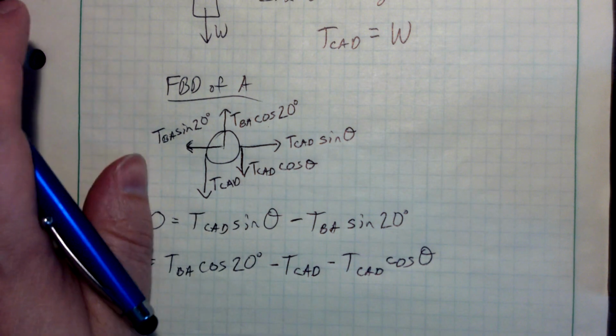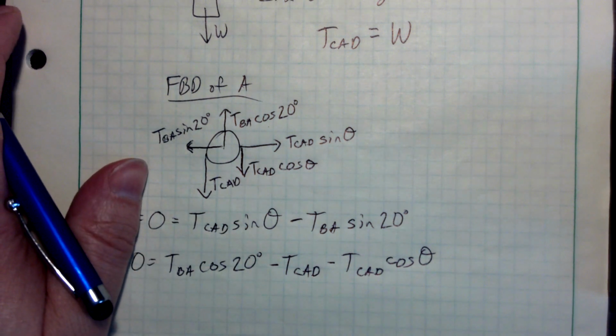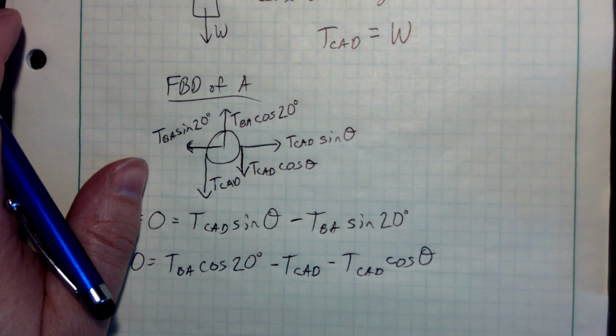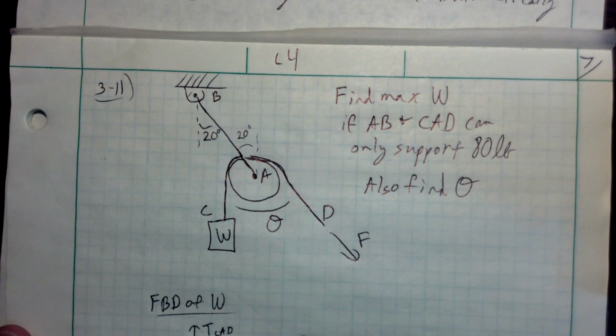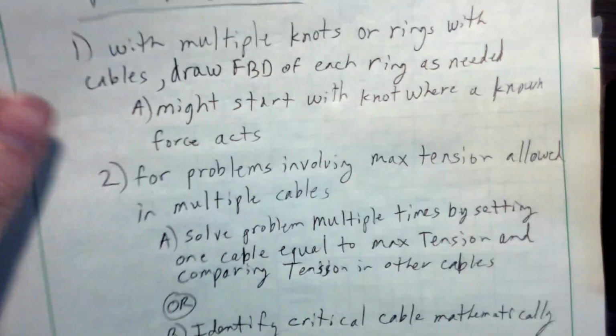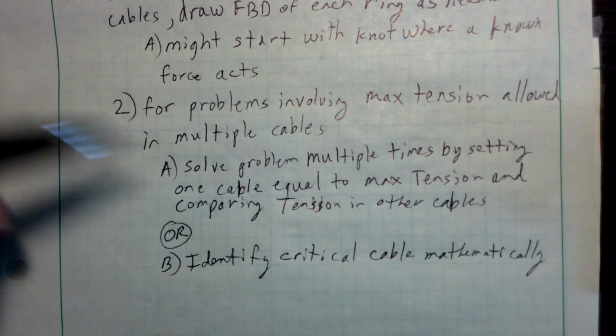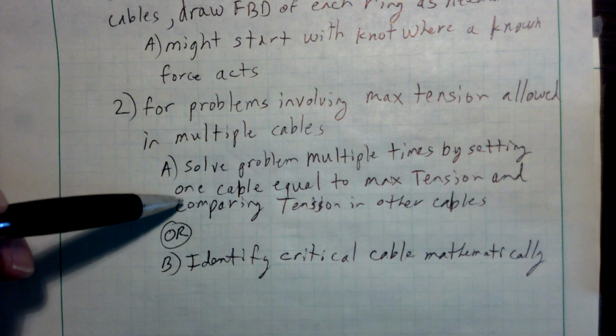So if you look at these two equations, then I've got three unknowns. I don't know theta, I don't know tension BA, I don't know tension CAD. However, I do know one thing. I do know the most that any of them can be is 80 pounds. We said earlier, problems involving max tension allowed in multiple cables.